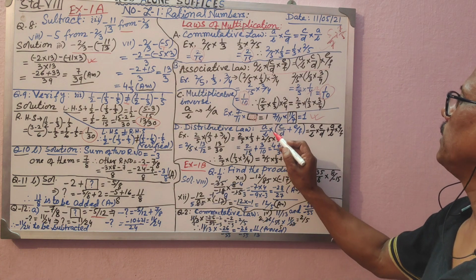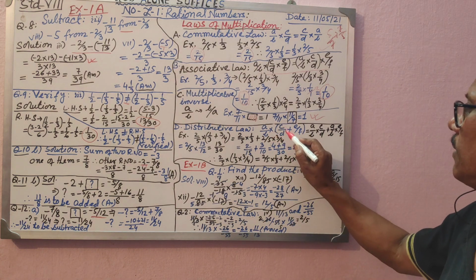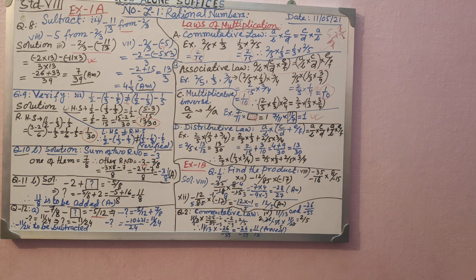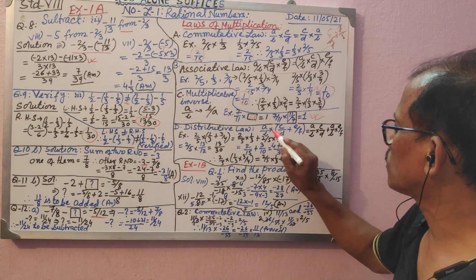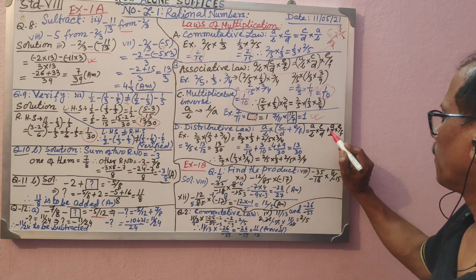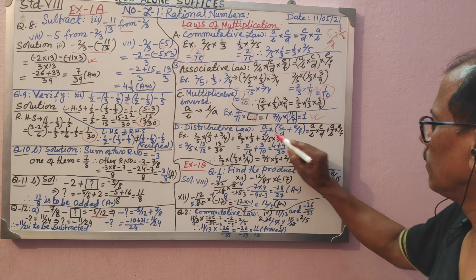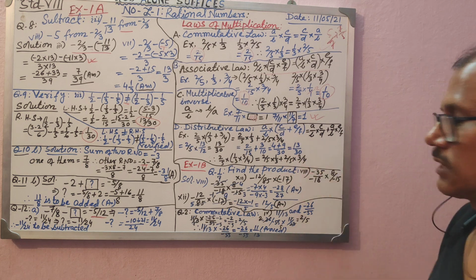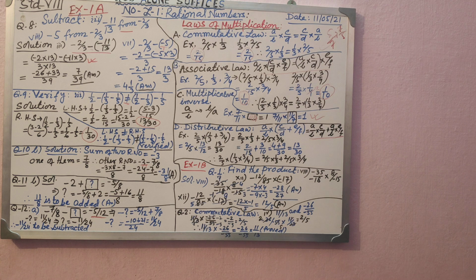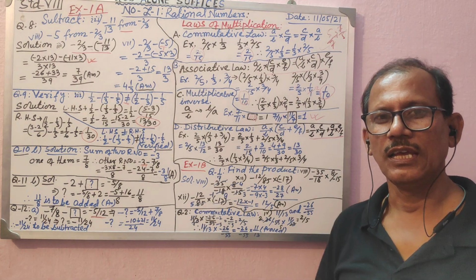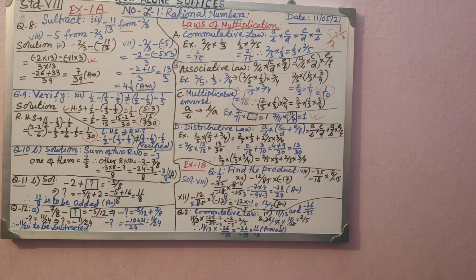That means A by B multiplied within brackets C by D plus E by F. If you distribute, C by D multiplied to A by B, so A by B into C by D plus A by B into E by F, you are distributing to the second value. Could you understand this one? You remember distributive law. A by B multiplied within brackets C by D plus E by F is equal to A by B into C by D plus A by B into E by F.